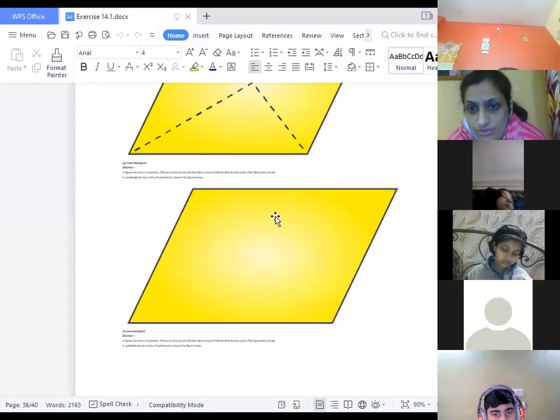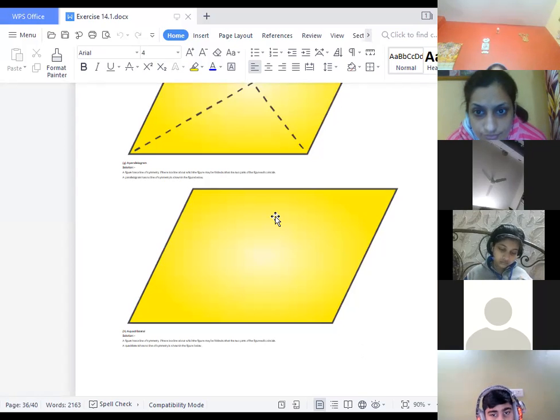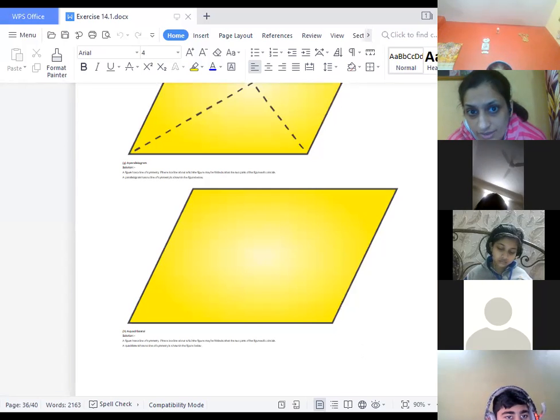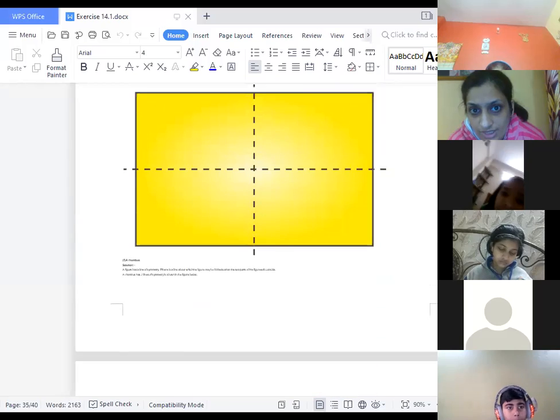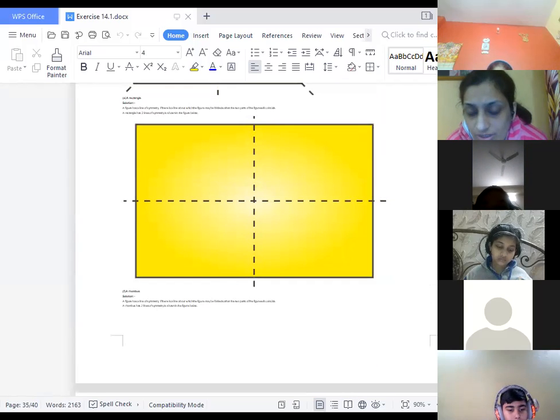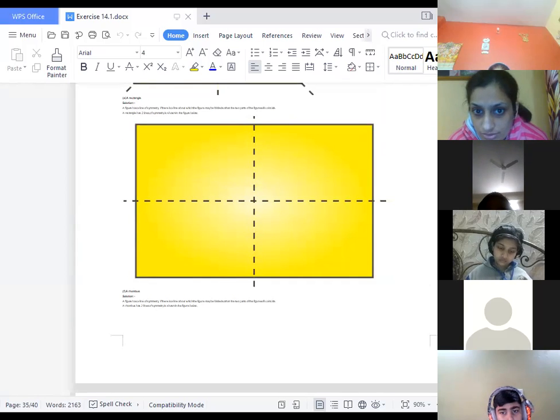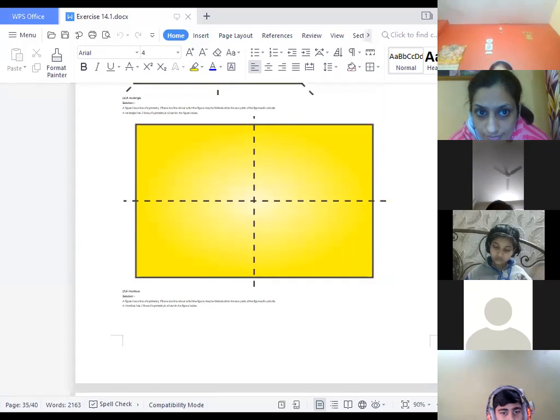Yes, Anupriya, unmuted. Ma'am, please show the rectangle symmetric figure once more. Beta, in a rectangle, there are two lines of symmetry like this, horizontally as well as vertically. You have to draw this. In a rectangle, either their lengths are equal or their breadths are equal. So there are two lines of symmetry in a rectangle. Okay.